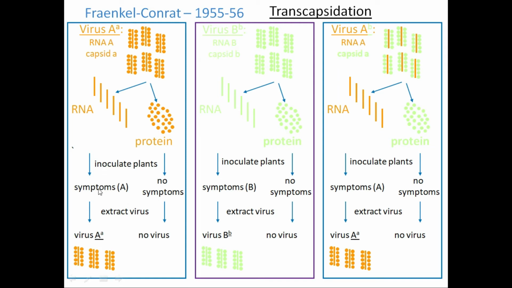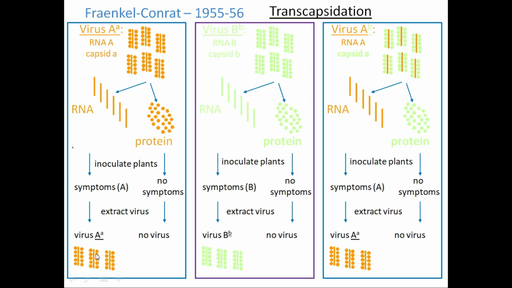So from the plants inoculated with RNA, full virus particles could be extracted. And from the plants inoculated with protein, no virus could be extracted. So this shows that these RNA molecules are enough to cause disease in the plant, and these RNA molecules multiplied in the plant, and then we get the full virus particles here.